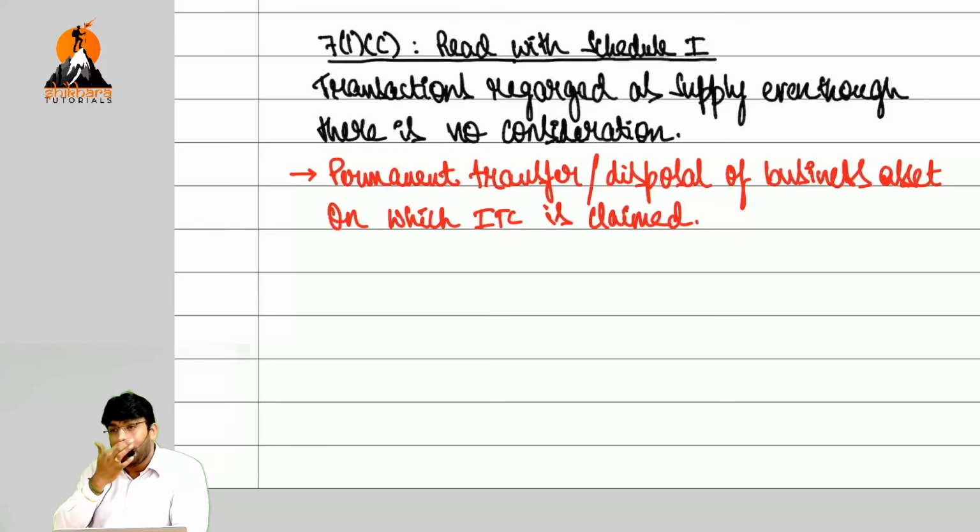First part is over. What is first point? Permanent transfer or disposal of business asset on which ITC is claimed. Which section are we talking, friends? Section 7(1)(c), read with Schedule 1, which talks about transactions regarded as supply even though there is no consideration. No consideration, still they are regarded as supply. In that, how many points are there, I told you? We are done with only the first point. Second point, very, very important.